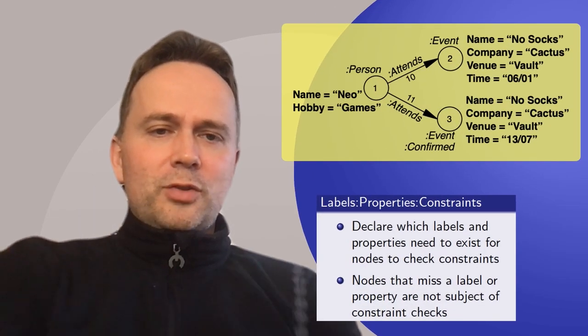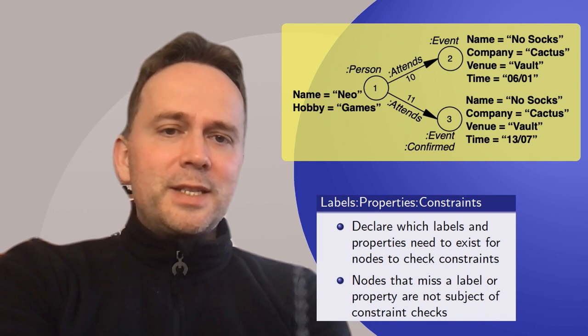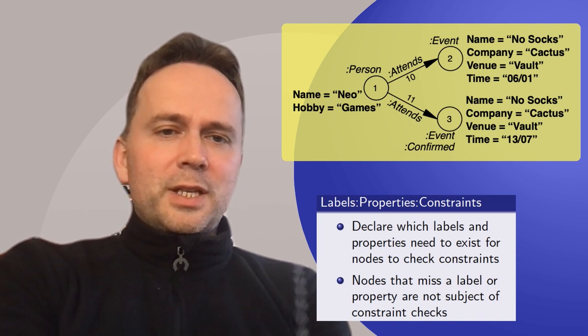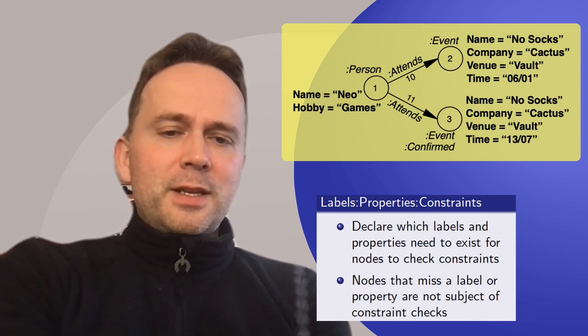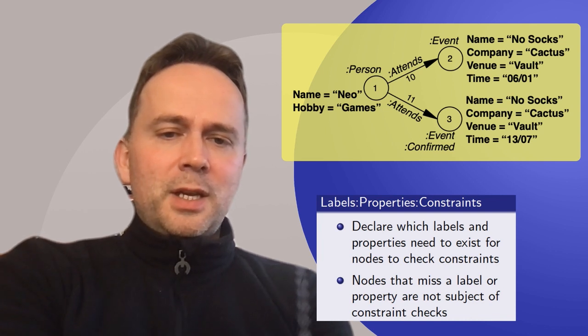To illustrate this on a case study, we look at people that attend events. The events have properties such as name, company, venue, and time, as illustrated in the property graph. Constraints should then also come together with the set of labels and the set of properties to which they actually apply. So alongside typical uniqueness constraints and functional dependencies, we also want to declare which labels and properties need to exist for the nodes to check.